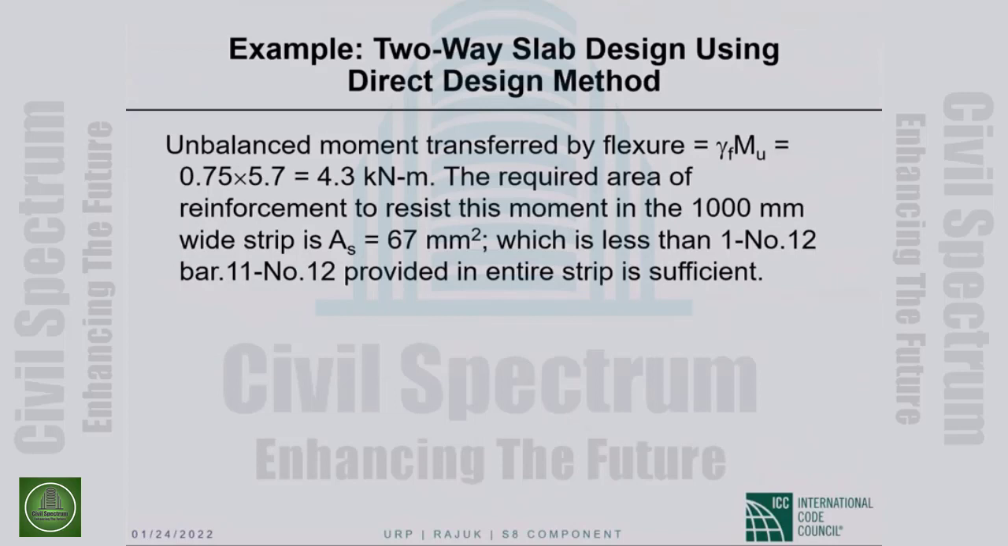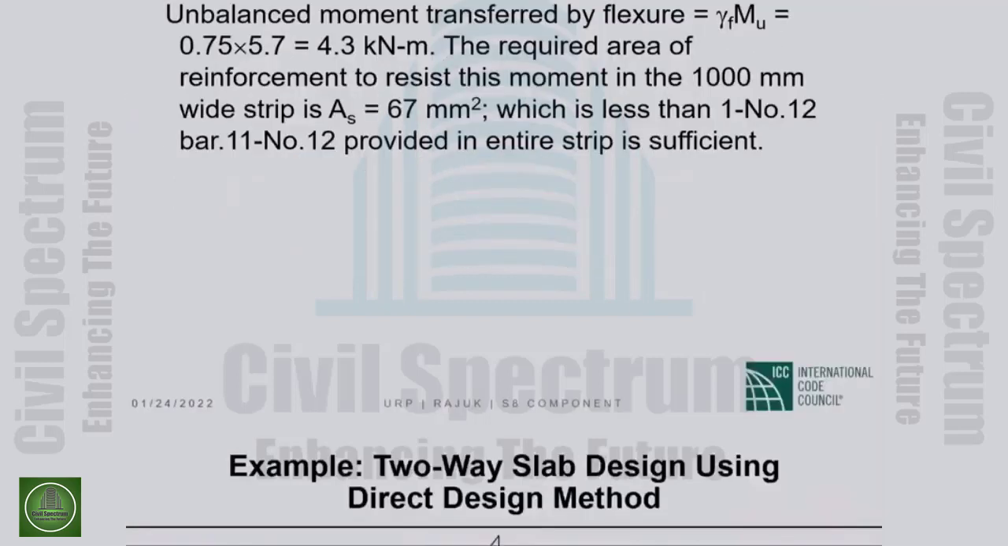So unbalanced moment transferred by flexure is 4.3 kilonewton meters. The required area of reinforcement to resist this moment in 100 millimeter wide strip is 67 millimeters squared, which is less than 1 number 12 bar. So the 11 number 12 bars provided in the entire strip is sufficient. So in other words, the unbalanced moment at the interior support section is so insignificant that we do not have to add any bars in the column strip. So the 11 number 12 that we start with, uniformly distributed, is good enough.